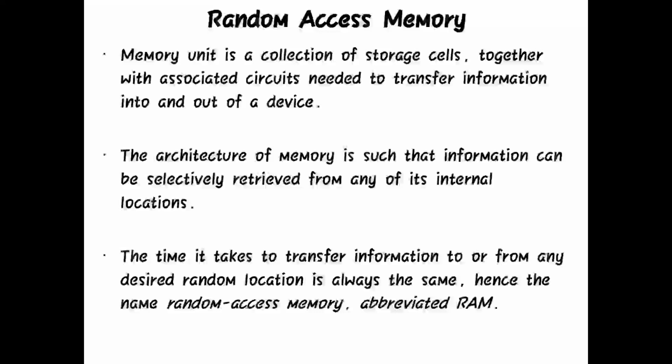So as we know, random access memory, we'll go with the first point. A memory unit is a collection of storage cells together with associated circuits needed to transfer information into and out of a device. This is about the memory unit. So the architecture of the memory is such that, in random access memory, information can be selectively retrieved from any of the internal locations.